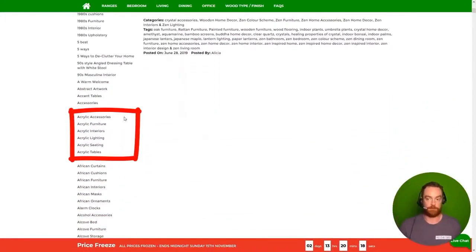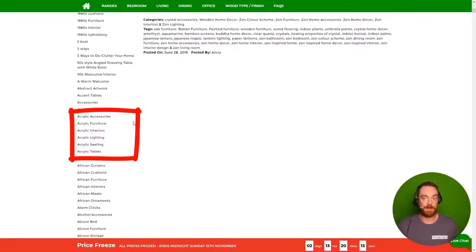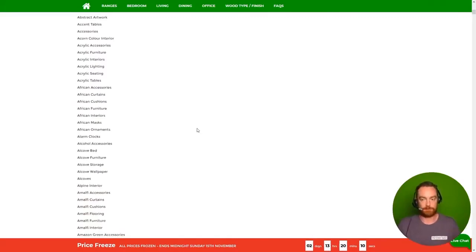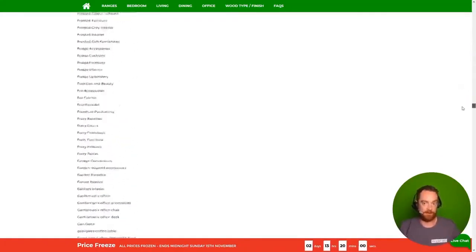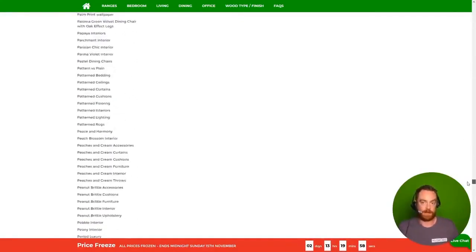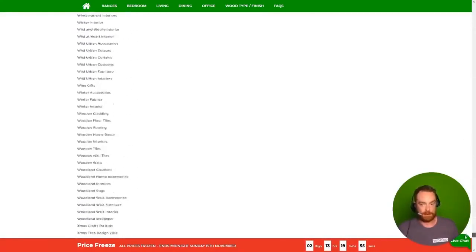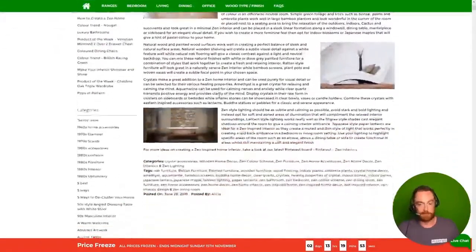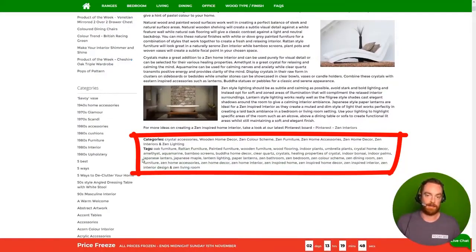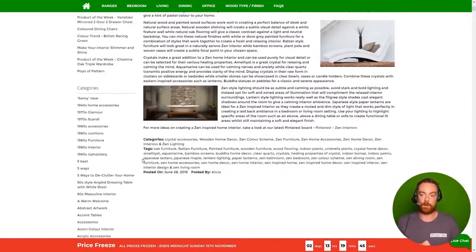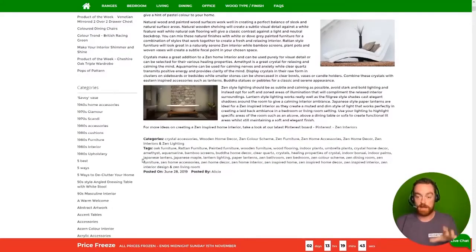They have categories for acrylic accessories, acrylic furniture, acrylic interiors, acrylic seating, acrylic tables, and then oak tables, oak furniture, and they've created a category for every type of material and every type of product. And if we scroll down the page here, you will see that 95% of these pages are just big long lists of categories that are completely unnecessary. On top of the category index bloat, we've also got a lot of tag index bloat coming into play here. So the issues here are quite widespread, and it's a really easy fix.